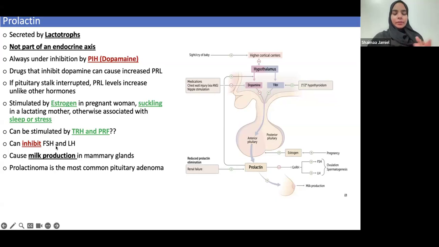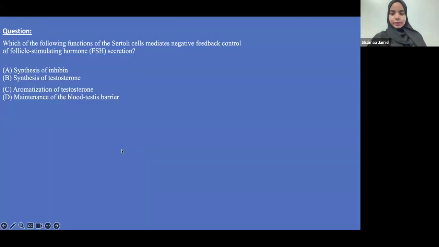Another thing we said already is that it causes milk production. And prolactinoma, which is a tumor in the pituitary gland that's going to secrete prolactin, is the most common type of pituitary adenoma. They'll present with things like galactorrhea, so they're going to produce milk even though, for example, they're not pregnant. Males can present with gynecomastia, so they'll have breast tissue and so on.